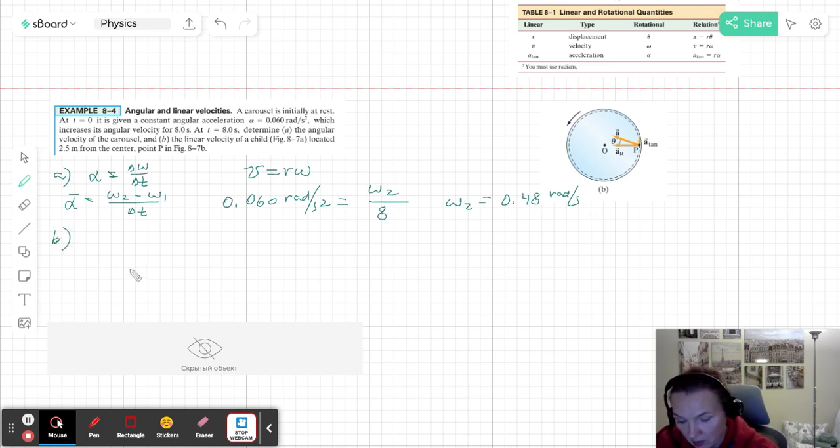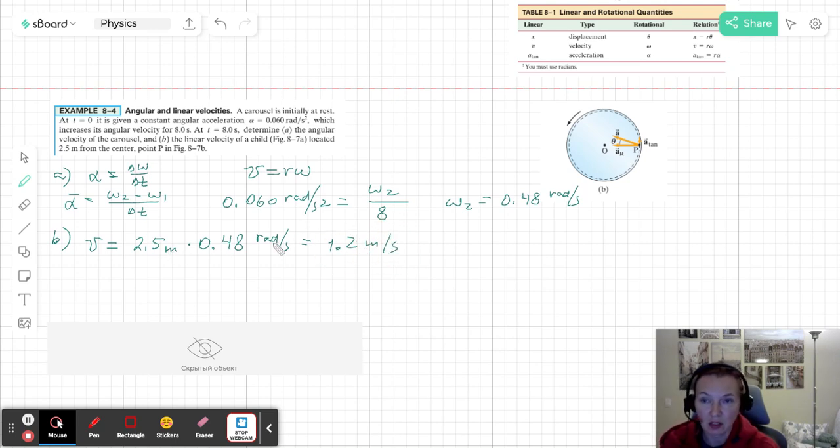Now for part B, the linear velocity is, as we said, v equals r omega. So we simply have to multiply 2.5 meters times 0.48 radians per second, and that is going to give us 1.2 meters per second. Notice how once you multiply meters times radians, the radians disappear because it's basically unitless notation. We're just saying that we're rotating with this speed, radians per second.